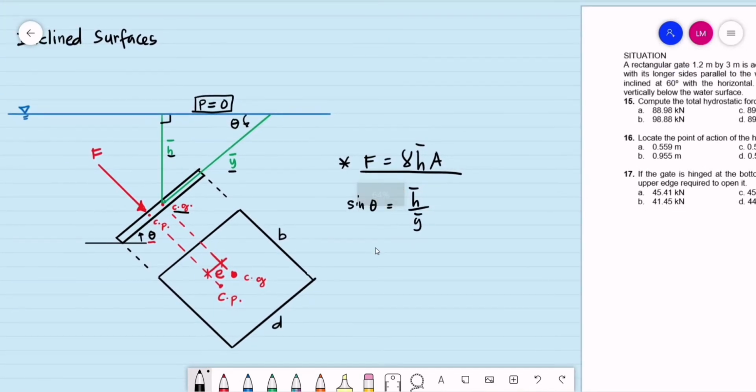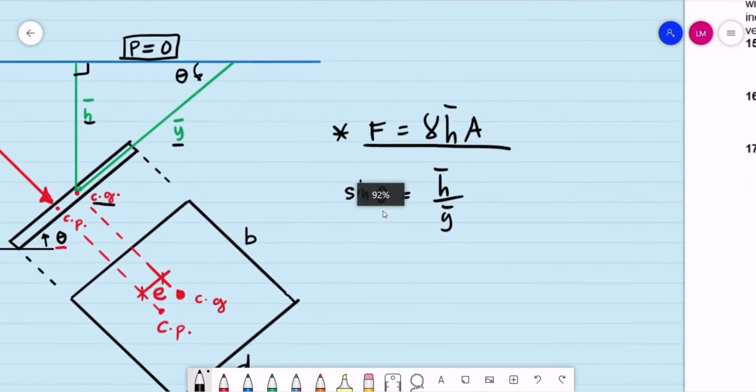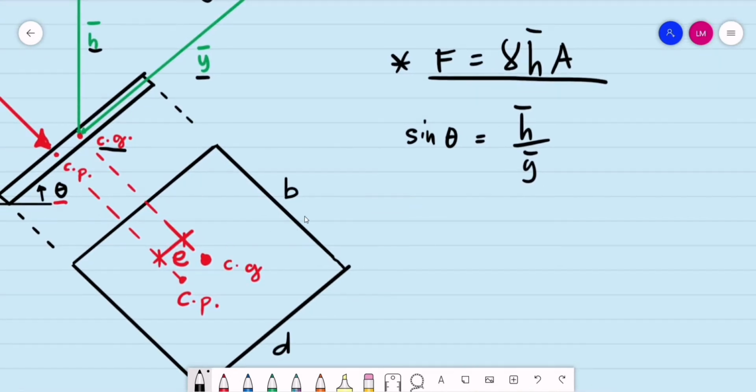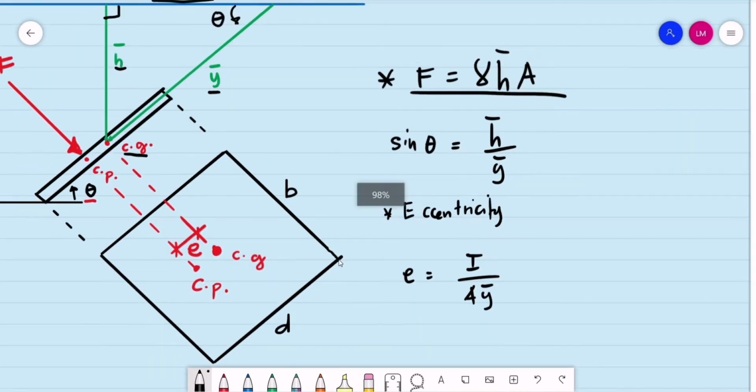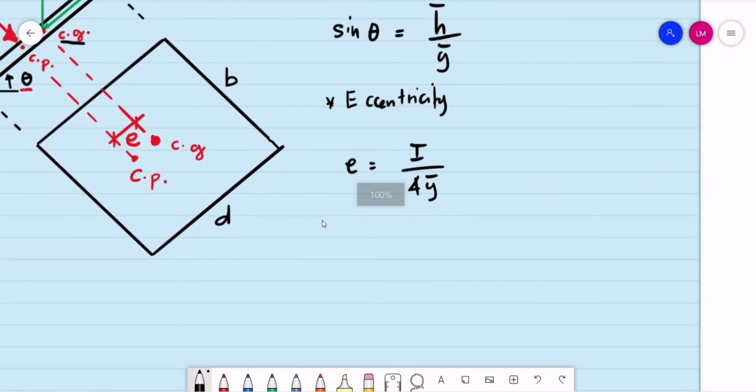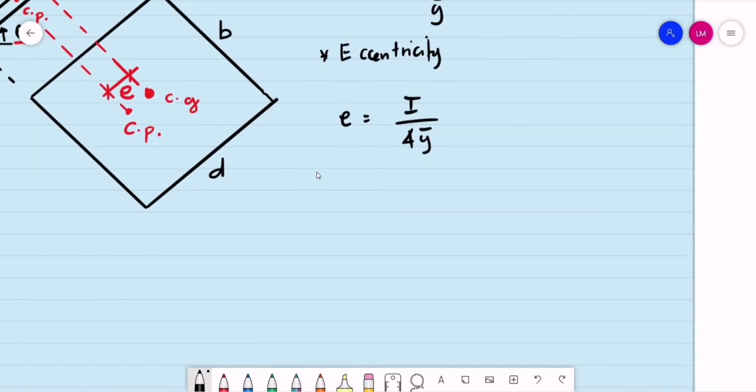So, since incline yung surface natin, how do we compute for the E this time? Yung eccentricity. So the eccentricity is equal to the moment of inertia divided by the area times, this time, hindi siya bar h, gagamit tayo ng bar y. So E is equal to the moment of inertia divided by area times the bar y.